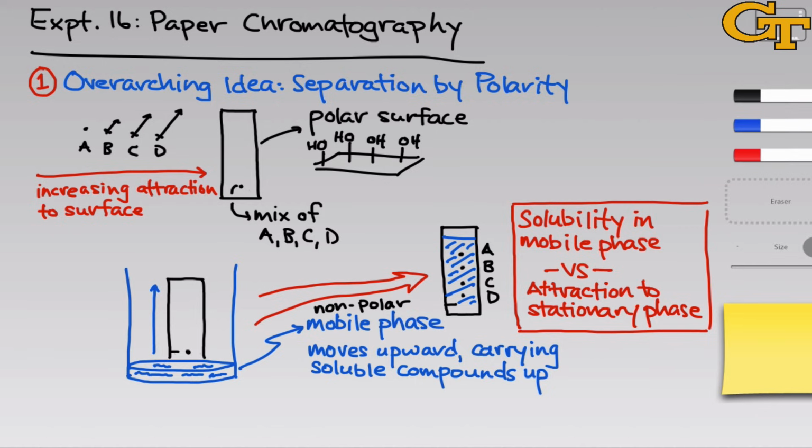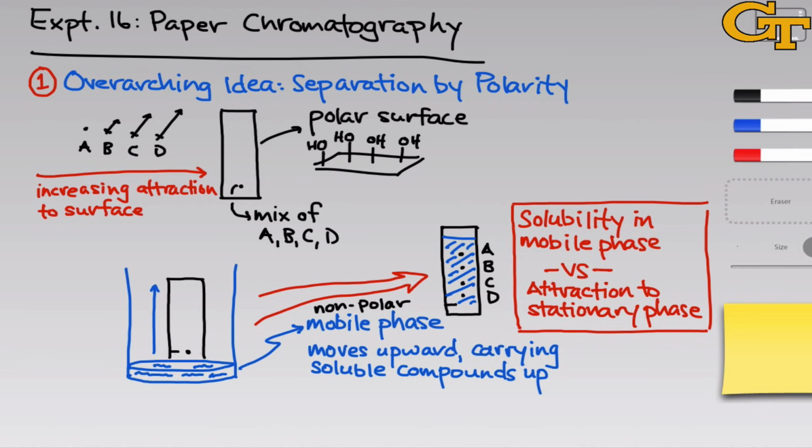So there's a push and pull here between two effects that dictate how far a compound will travel up a chromatography plate. On the one hand, solubility in the mobile phase encourages a compound to move quickly. So for example, A, which is nonpolar, is probably pretty soluble in the nonpolar mobile phase. Like dissolves like. What's counterbalancing solubility in the mobile phase is the attraction of the molecule to the stationary phase.